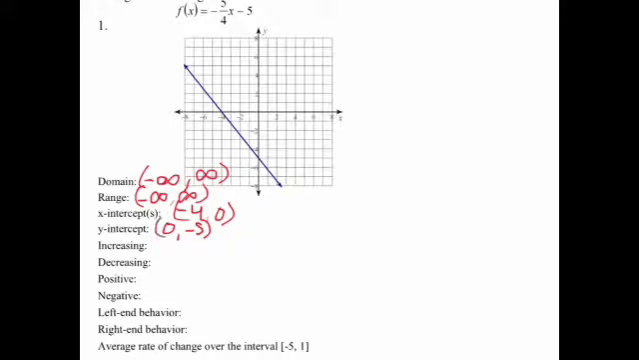This line is never increasing. It's always going down. So this one is decreasing everywhere, which means it's increasing nowhere. And if you ever can say everywhere, you do from negative infinity to infinity. My function is positive when it's above my x-axis, so that's from negative infinity until you reach negative 4. And it's negative thereafter, so from negative 4 to infinity.